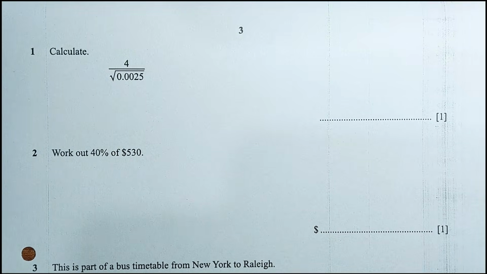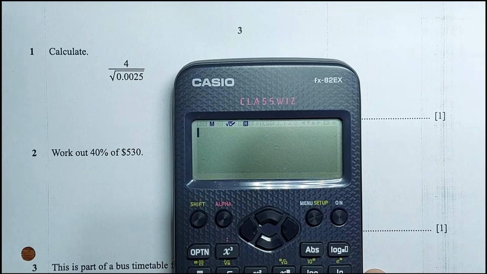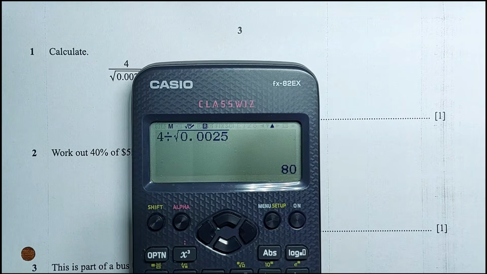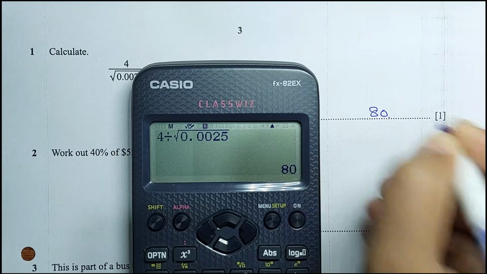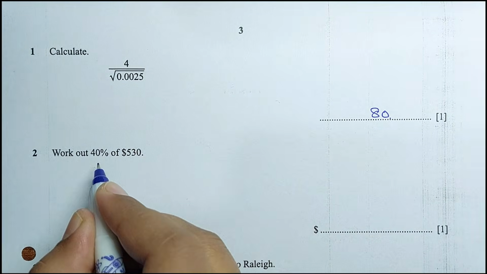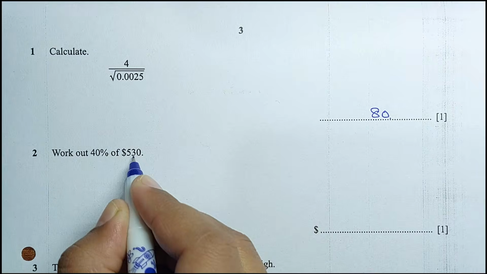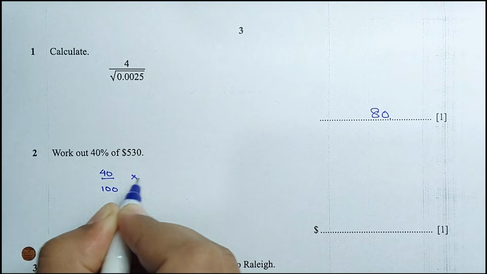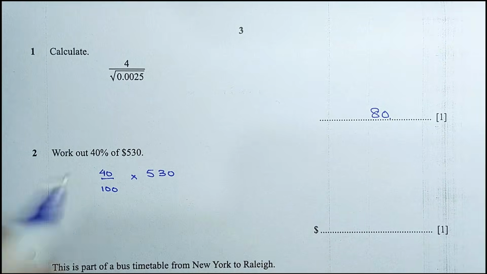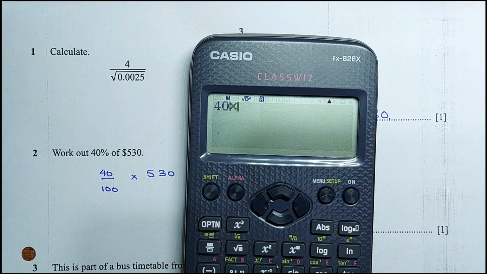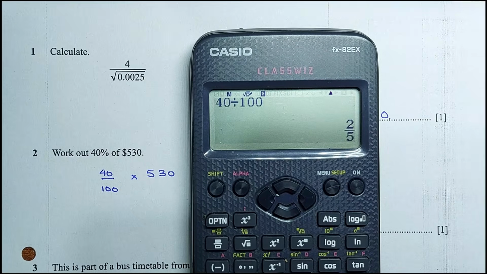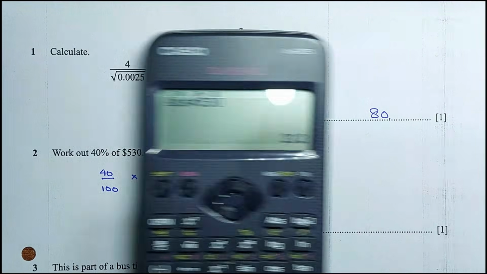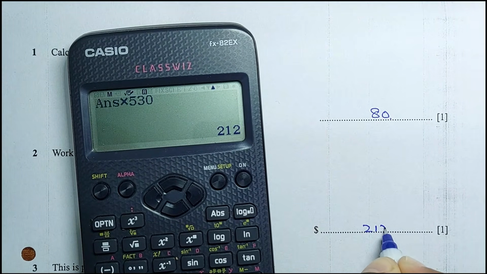We have to calculate this. With the help of calculator, let me do 4 divided by the square root of 0.0025, which is 80. Question number 2, work out 40% of $530. Simplify 40 divided by 100 times 530. This is 212, so $212.